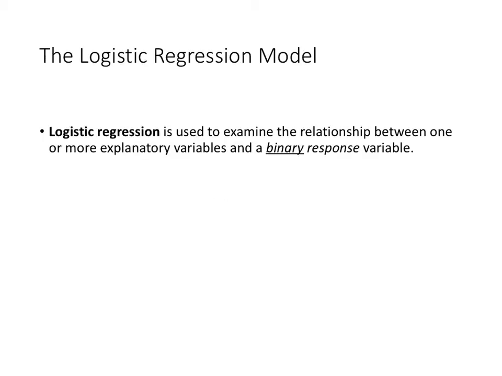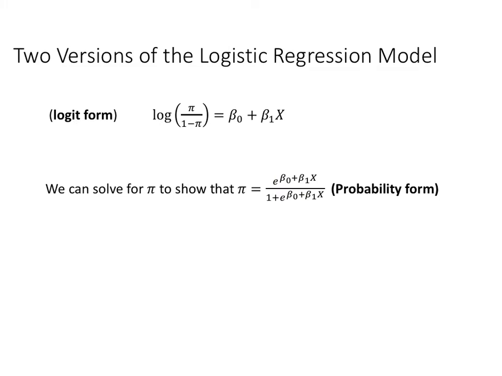So just remember from last time that logistic regression is used to build a model where we have at least one explanatory variable, but the response variable is binary. In this chapter, we're just looking at a special case where we have one explanatory variable. But in Chapter 10, we'll look at the case where we have multiple explanatory variables. But in every situation, the response variable is always binary.